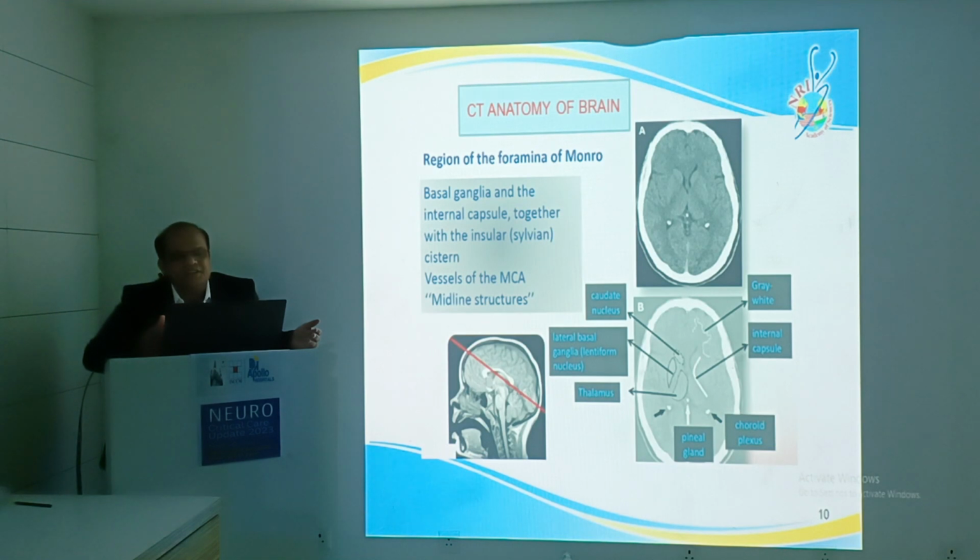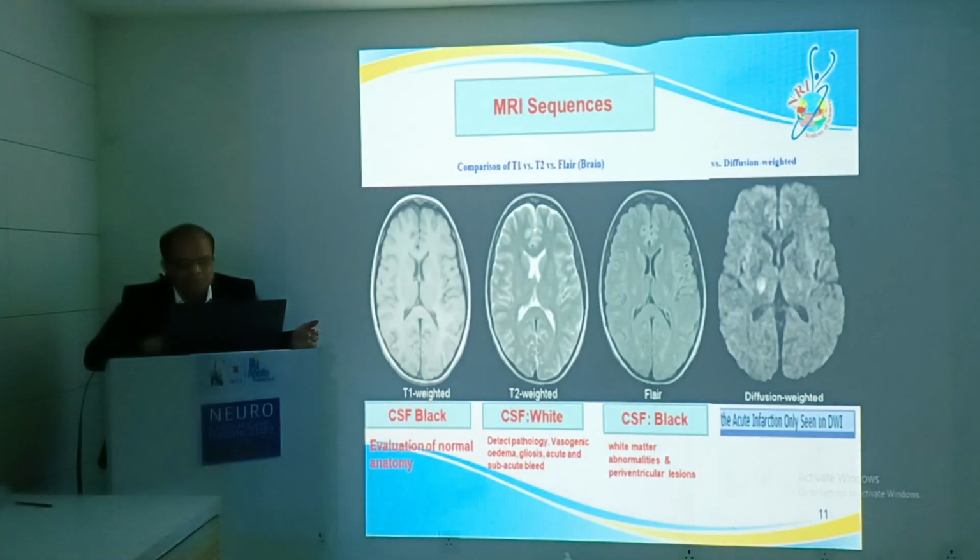The other region where we should have an idea is the region of the foramen of Monro. Here we should know all the midline structures and also the vital structures like the caudate nucleus, thalamus, lentiform nucleus, and all these things.